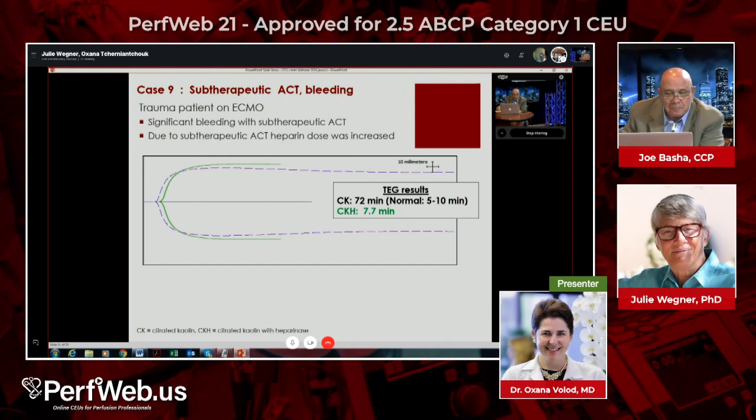Again, it's a trauma patient, but it's a patient on ECMO. The case was brought to my attention because the patient had a subtherapeutic ACT and was bleeding. I advised them to do a TEG and take it from there. So here's the TEG. The straight black line, this is a CK, was run for 72 minutes. Normal value is between 5 to 10 minutes, and we eventually stopped it because there was no clot formation.